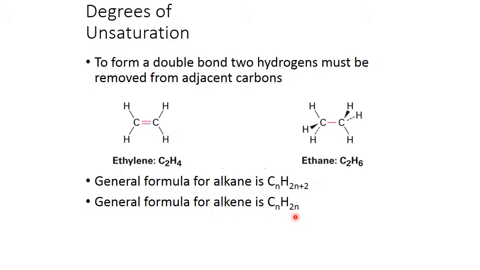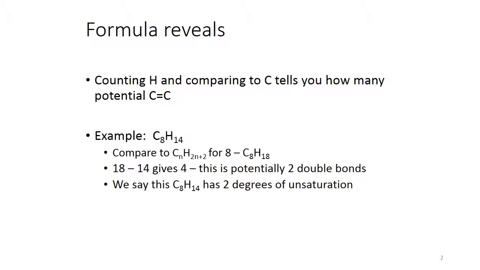And this is what we find for all alkenes. This is the general formula for alkenes right here, CnH2n. The formula for alkanes is CnH2n plus 2. What is the difference? You see, it's just 2 hydrogens. So for every double bond, you have to remove 2 hydrogens to form the double bond.